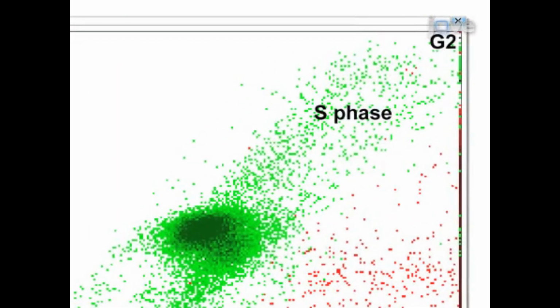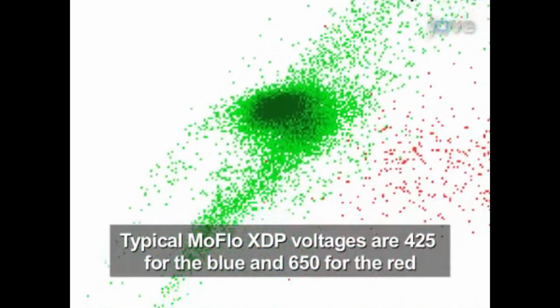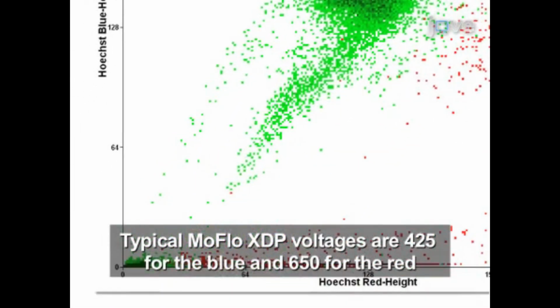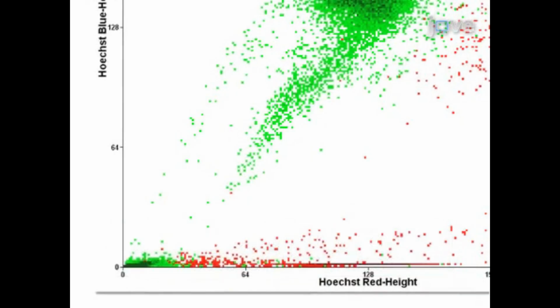A portion of the S phase and the entire G2 of the cell cycle may be off scale on the upper right of the red versus blue Hoechst plot. The side population, Hoechst low, will be seen trailing from the left side of the G0, G1 cluster down to the lower left corner of the plot.